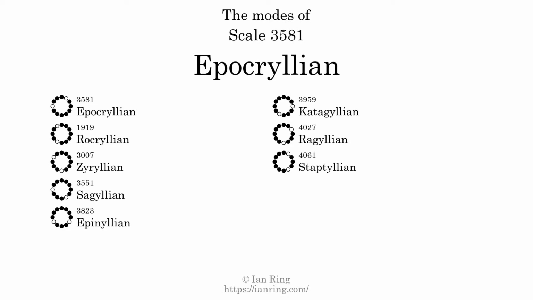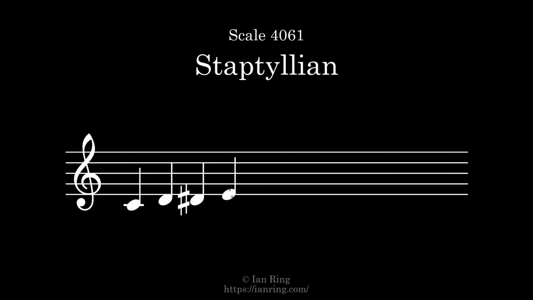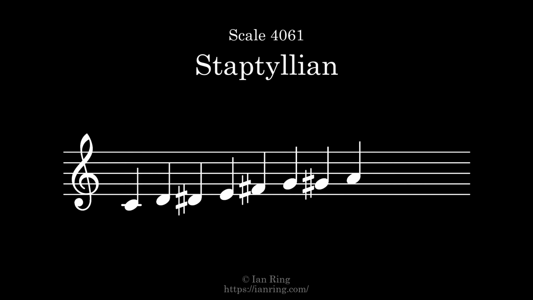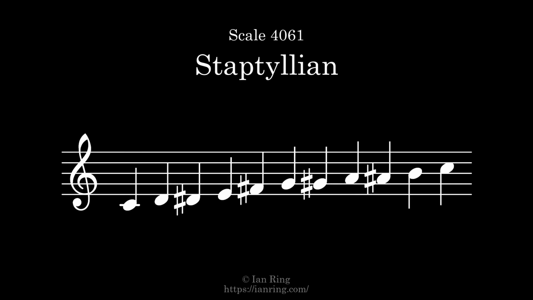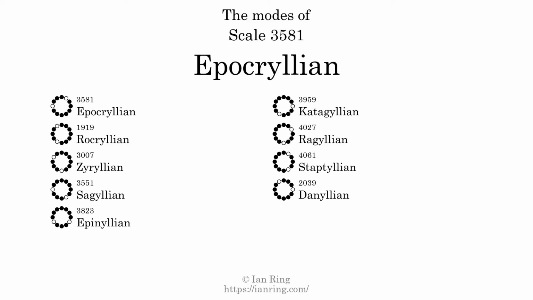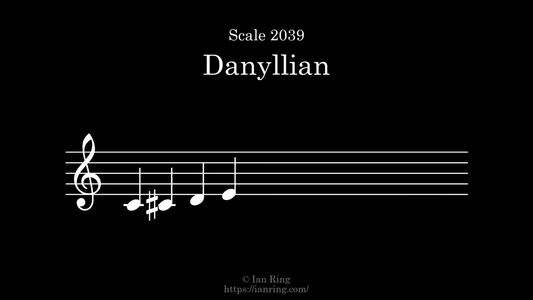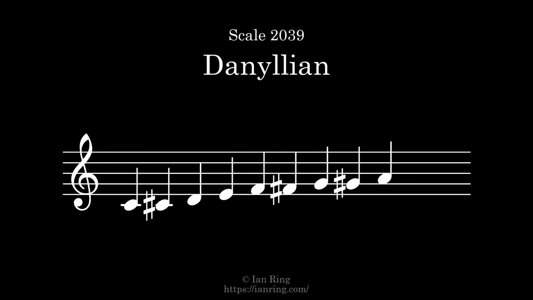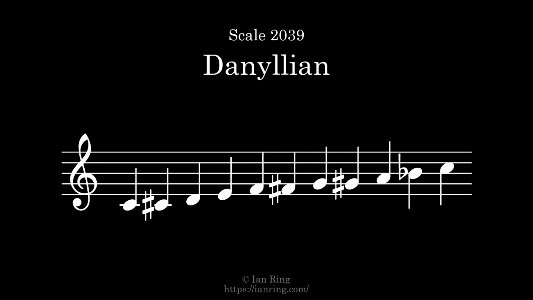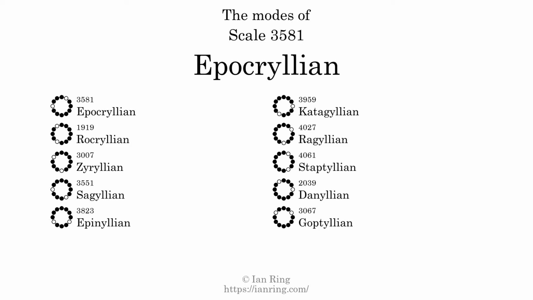The eighth mode is scale 4061, also known as Epocryllian. It sounds like this. The ninth mode is scale 2039, also known as Danilian. It sounds like this. The 10th and last mode is scale 3067, also known as Decatonic. It sounds like this.